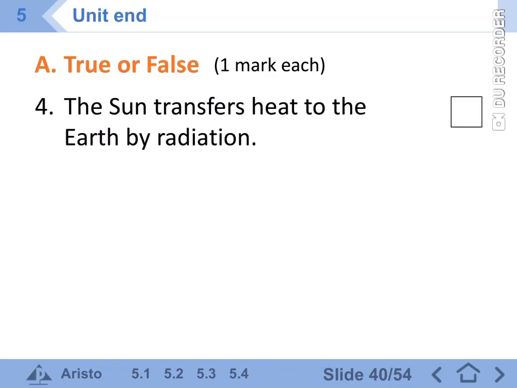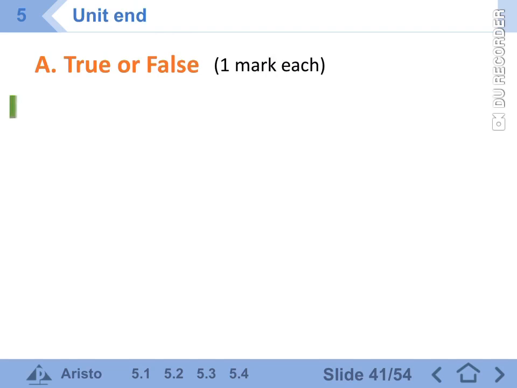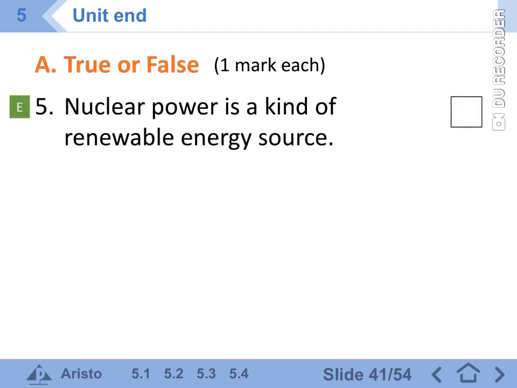The sun transfers heat to the earth by radiation. True or false? It's pretty obvious. It's true, because there's nothing between earth and the sun. It's a vacuum. But as you know, I always mention that when there's vacuum, there is dark matter behind it. How does it work? We don't know. So it's up to you to find out. Now, number 5, nuclear power is a kind of renewable energy source. True or false? False, because it's non-renewable.